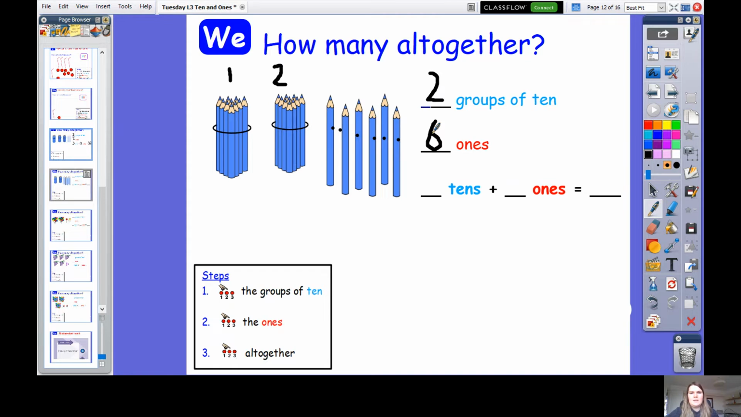Now I need to fill out this equation. How many groups of 10 do I have? We have 2 groups of 10. How many ones do I have? 6 ones. Very good. So how many do I have all together?